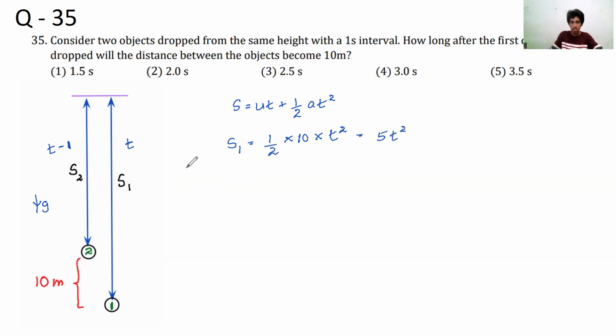Similarly, we can apply the same equation for the second object. Therefore, S2 is equal to, as the initial velocity is 0, the term ut is 0. Therefore, this will be half into 10 into (t minus 1) squared. So this is equal to 5 into (t minus 1) squared.